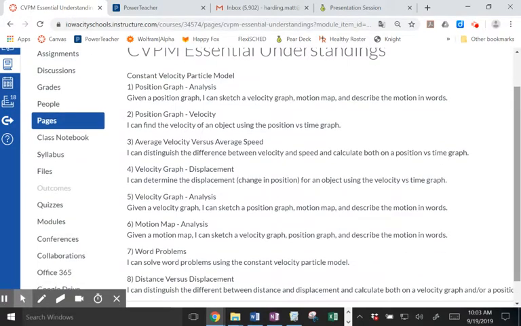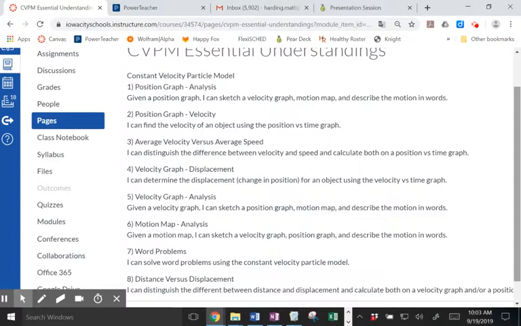We've done position versus time graphs. We've done motion maps. That's 2.1. You know how to find the velocity from the position versus time graph because velocity is what? Velocity is slope on a position versus time graph. There you go, you got it. That's what velocity is: slope on a position versus time graph.